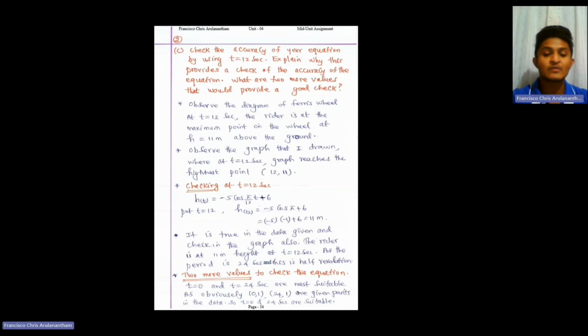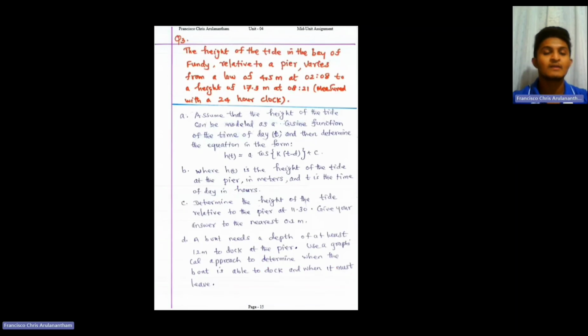Two more values to check the equation. This is the next step. t equal to 0 and t equal to 24 seconds are most suitable, as obviously (0, 1) and (24, 1) are given points in the data, so t equal to 0 and 24 seconds are suitable.